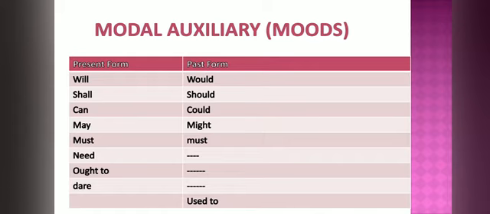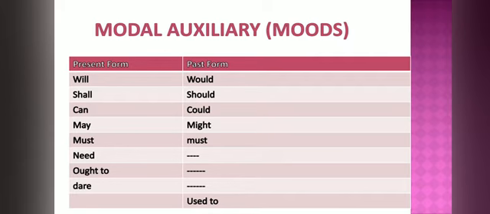Modal auxiliaries. As already told, the modal auxiliary verbs are used to express the moods of the speaker or the writer, and they have present form and past form, such as will, would, shall, should, can, could, may, might, must, need, ought to, dare and used to. I repeat, the modal auxiliaries exist in two forms, present form and past form, and they help to express the moods of the speaker or the writer.